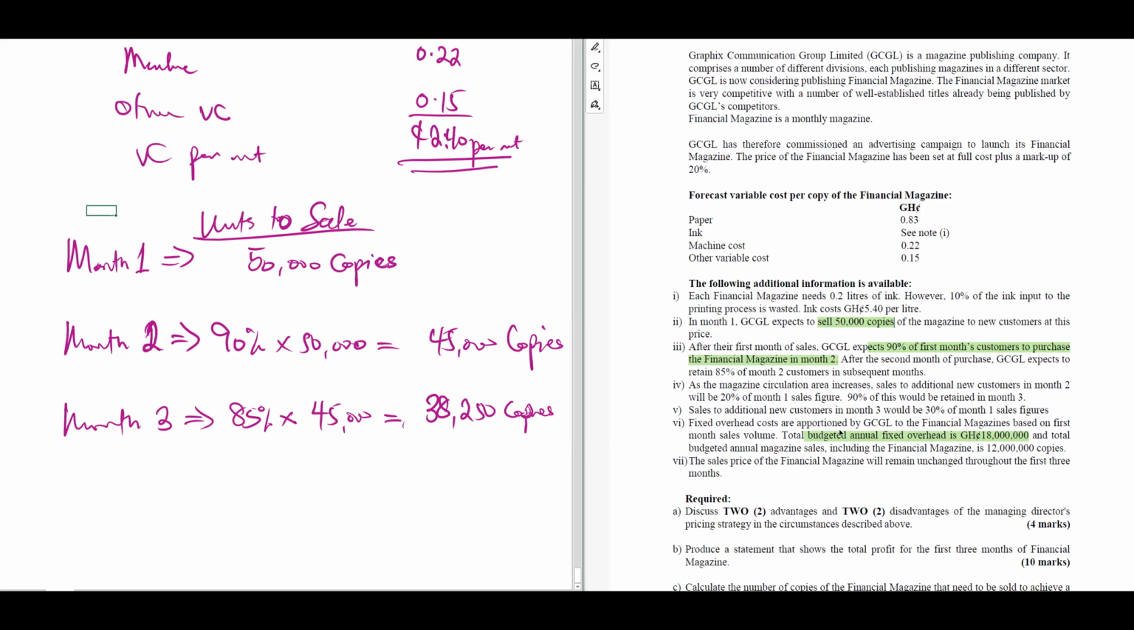Fixed overhead are apportioned to the financial magazine based on first month sales volume. Okay, based on first month sales volume. So we have to use the first month sales volume to apportion the fixed overhead. So how then do we apportion the fixed overhead? Yes, I want your opinion here to know whether you get what I'm trying to say. How do we apportion the fixed overhead?